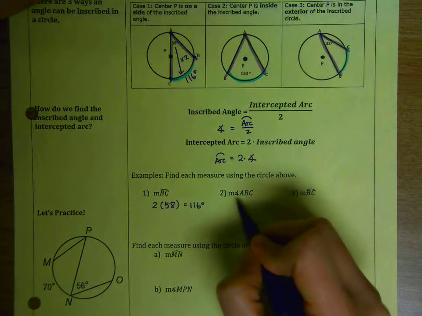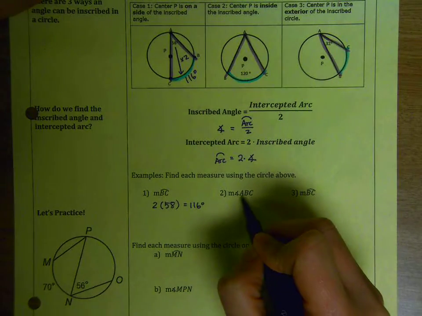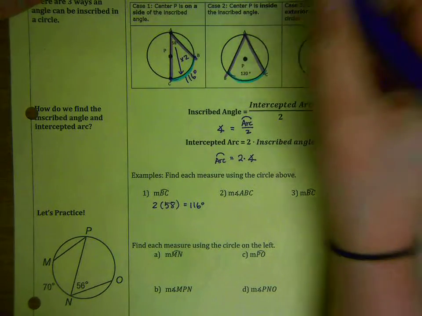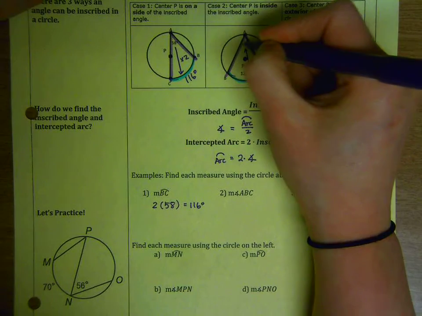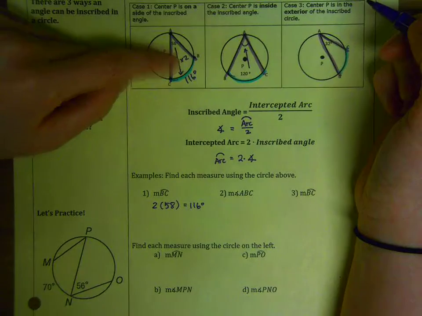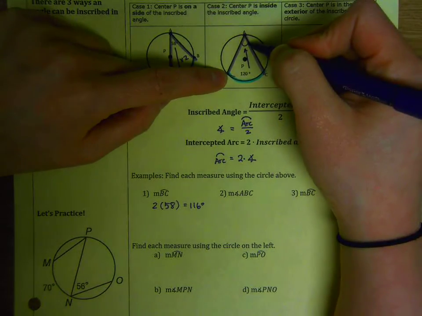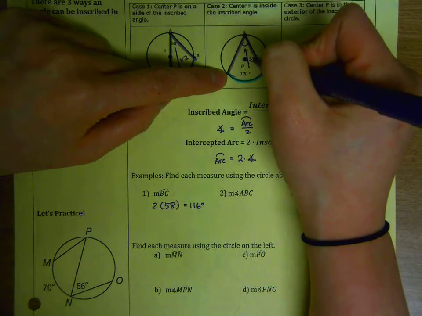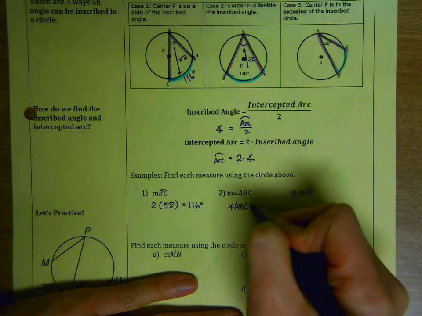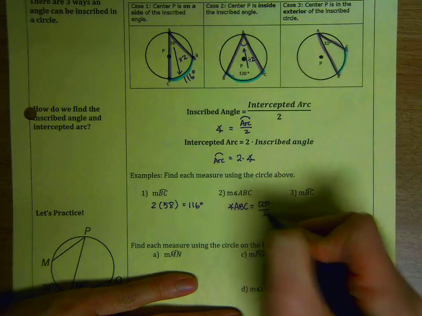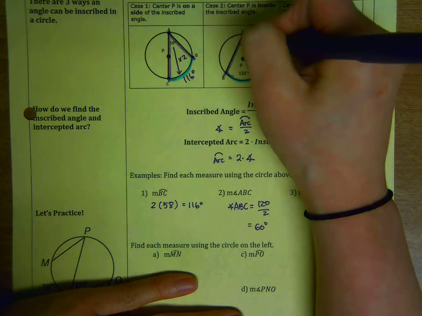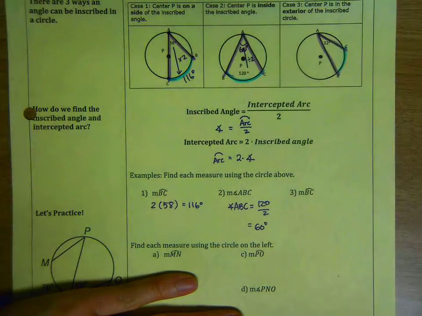Question 2 says find the measure of angle ABC. We already have the intercepted arc, which is 120. Now we're going inside, so backward. To find the arc, we multiply by 2, so now we do the reverse to find the inscribed angle, which means we divide by 2. So angle ABC is equal to 120 divided by 2, that is 60 degrees. You guys can take a look at it.